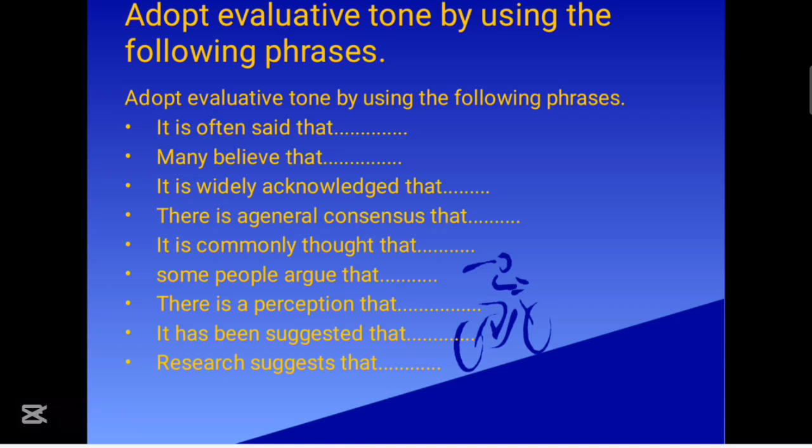You can write: it is often said that, many believe that, it is widely acknowledged that, there is a general consensus that, it is commonly thought that, some people argue that, there is a perception that, it has been suggested that, research suggests that. So all the points that you are going to have in your text A and text B, you are going to journalize them with the help of these in your second and third paragraph, and you can even start from the first one.